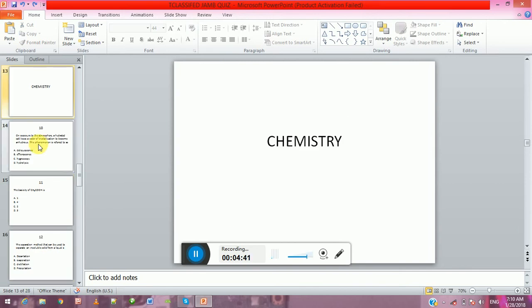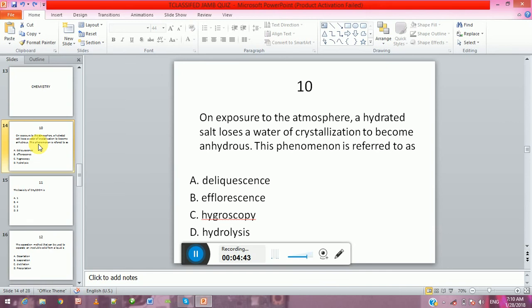Chemistry. On exposure to the atmosphere, a hydrated salt loses its water of crystallization to become anhydrous. This phenomenon is referred to as A, deliquescence, B, efflorescence, C, hygroscopy, D, hydrolysis.